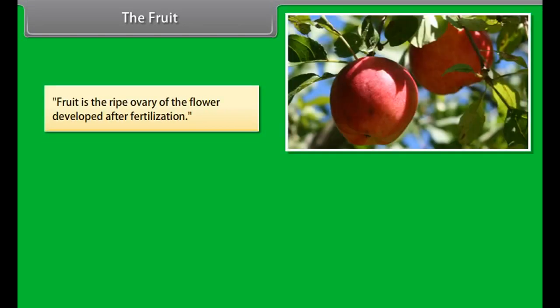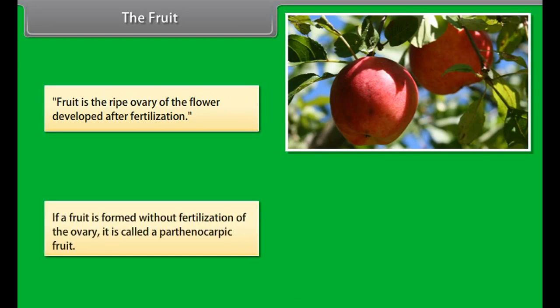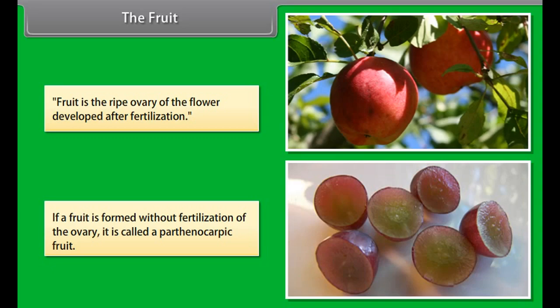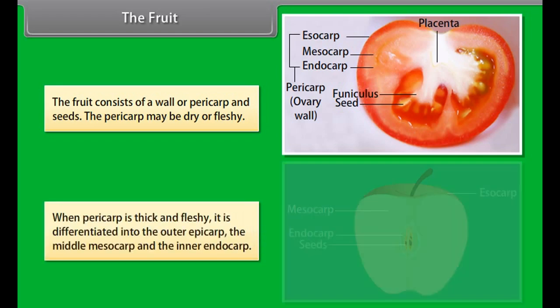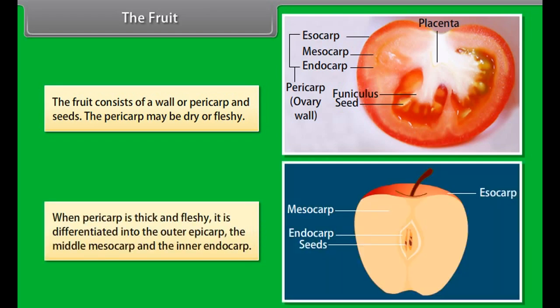The fruit. Fruit is the ripe ovary of the flower developed after fertilization. If a fruit is formed without fertilization of the ovary, it is called a parthenocarpic fruit. The fruit consists of a wall or pericarp and seeds. The pericarp may be dry or fleshy. When pericarp is thick and fleshy, it is differentiated into the outer epicarp, the middle mesocarp, and the inner endocarp.